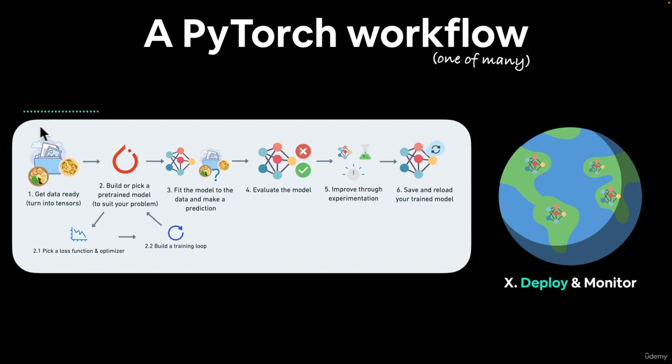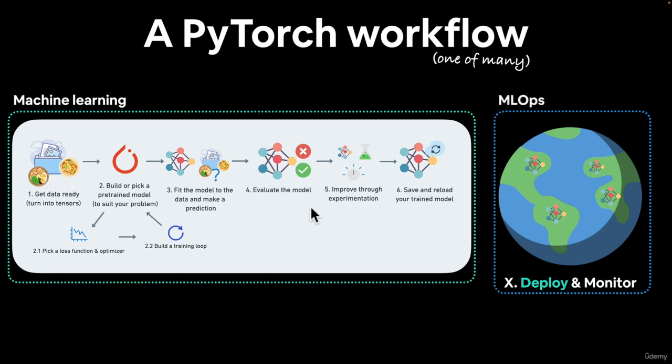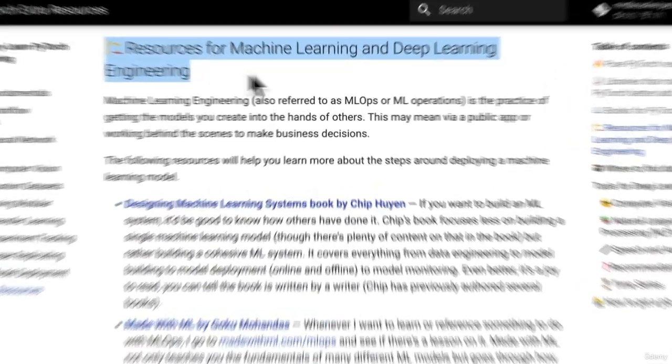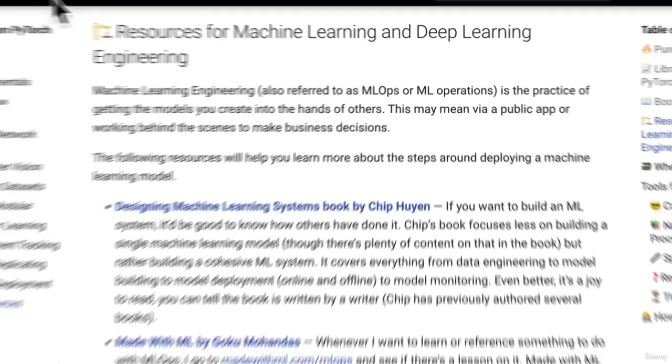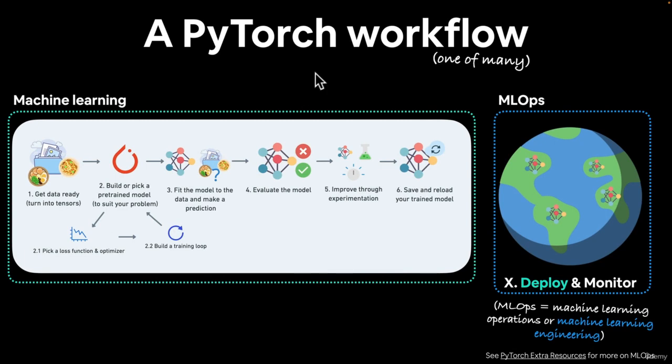And we defined the workflow we've been going through as more of a general machine learning workflow: find some data and build a model to find patterns in it. But the broader workflow of machine learning operations is the extension of this workflow. So to deploy and monitor it, which is machine learning operations or MLOps, also known as machine learning engineering. And for extra resources on that rapidly evolving topic, I'd highly recommend this, in the PyTorch Extra Resources.